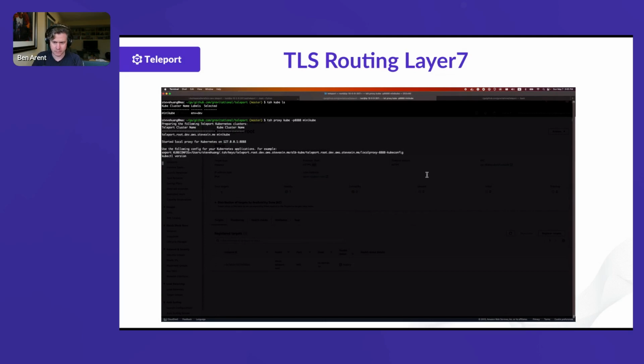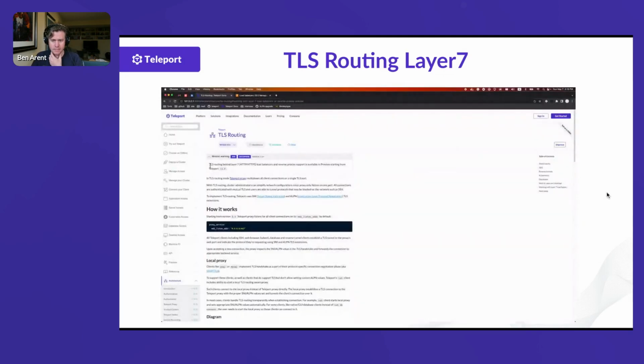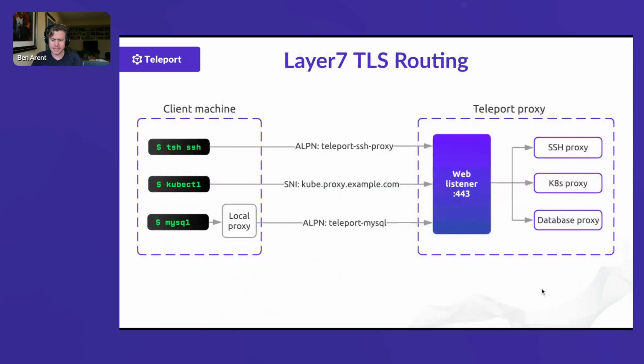I'm not showing the web UI here because in the Teleport web UI, everything should work the same as before. TLS routing behind Layer 7. Just to summarize, for people who are long-time Teleport customers, you'll probably be aware that previously there were many port requirements for setting up Teleport. You would set up different ports for databases and Kubernetes clusters. The Layer 7 TLS routing gets that down to one port.